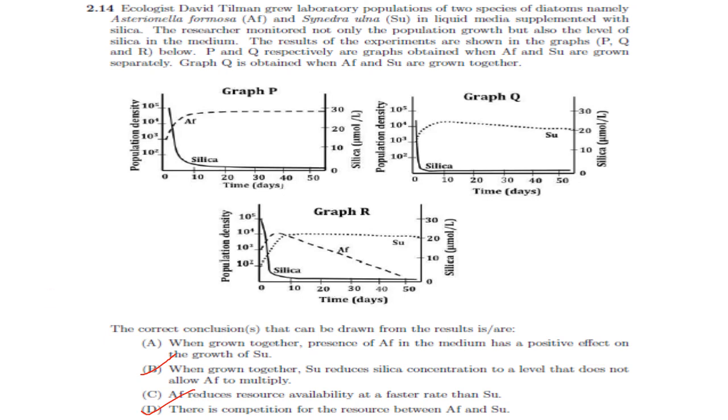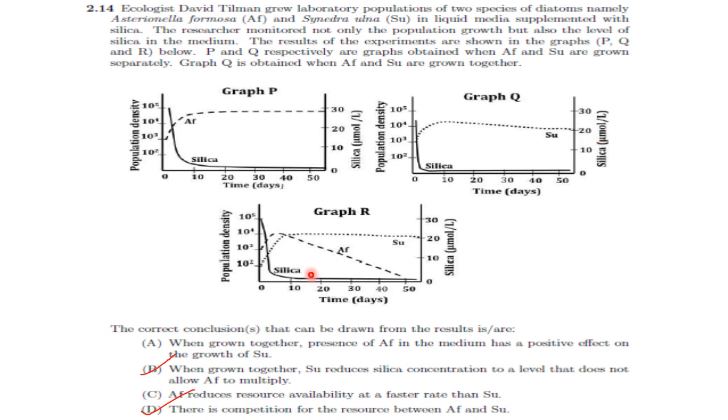Now before coming to that, if you see the graph P, you can see that graph P is of Asterionella formosa, that it maintains a steady state of growth, that too at silica concentration of 30 micromoles per liter. And graph Q shows that this also maintains a steady state of growth but at a lower silica concentration, that is 20 micromoles per liter.